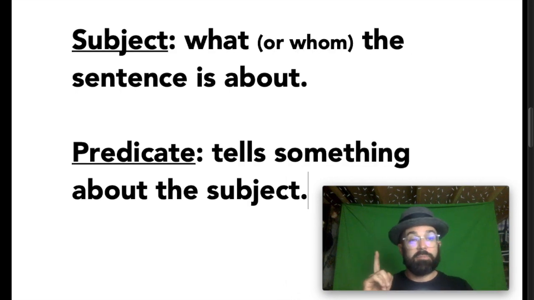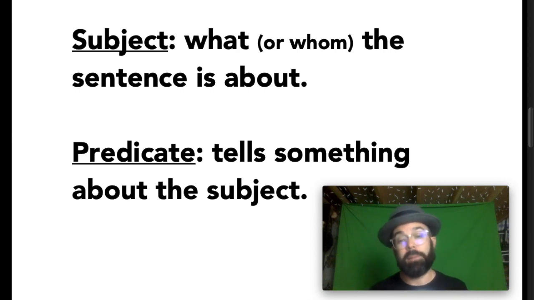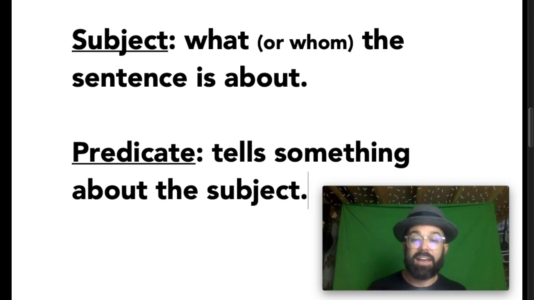And this is the difference between subject and predicate. The subject of the sentence is what the sentence is about. It's a noun or a pronoun, and it is the thing that the sentence is about. The predicate tells something about that subject. So the predicate can be some sort of action that the subject is doing, for example, or it can have a linking verb and be some sort of description of the subject. But basically, most simply, the predicate tells something about the subject, and the subject is what the sentence is about.